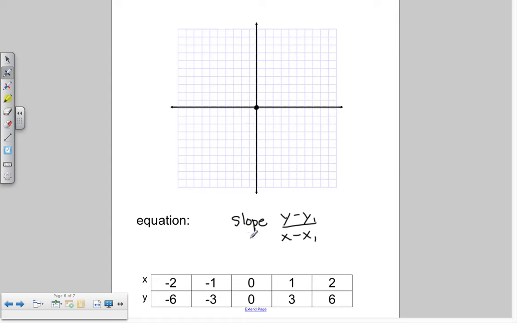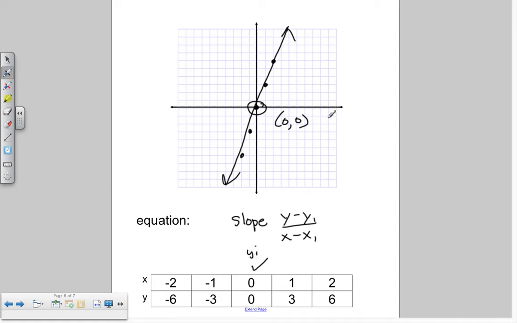So (0, 0), that's the easiest one. (1, 3), (2, 6), (-1, -3), (-2, -6). Straight line. I got it. Great. Not very well drawn, sorry about that. What's my y-intercept? That right there: (0, 0). Here it is, right here.